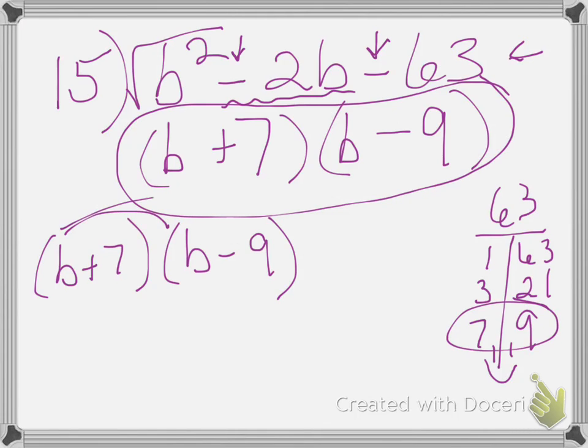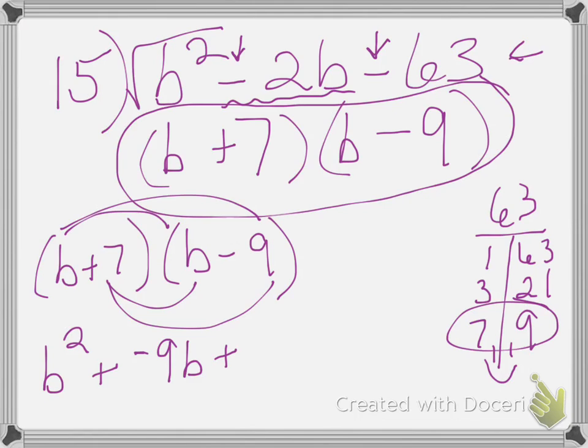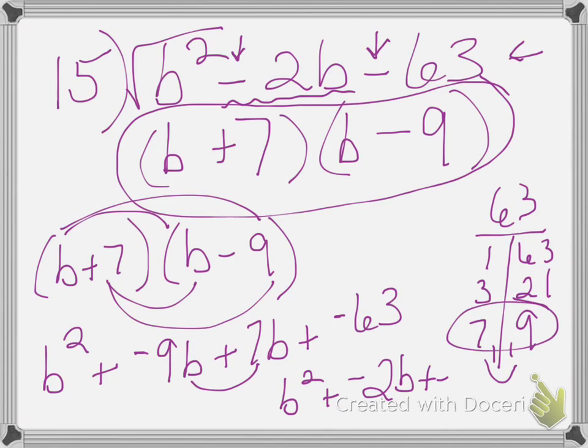I'm going to multiply here, do my FOIL, and what do I get? B times B is B squared, plus B times negative 9 gives me negative 9B, plus 7 times B gives me 7B, and negative 9 times positive 7 gives me negative 63. Now when we combine these like terms, what do we get? Negative 2B, and then negative 63 at the end.